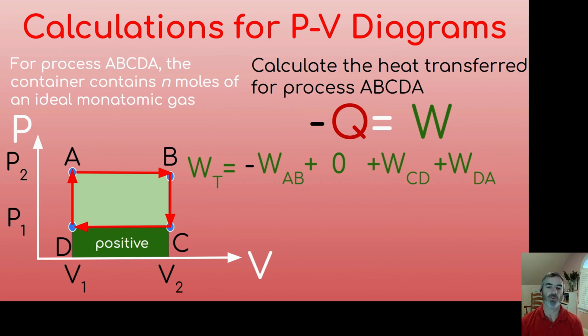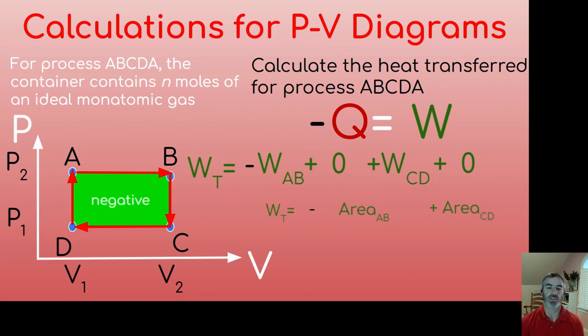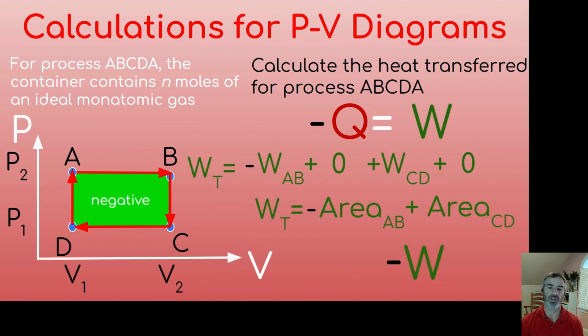And then we can look at our fourth process and know that D to A, again, there's no area, so we're adding 0 again. So the total work is just going to be the negative work from A to B, that area, plus the positive amount of work from C to D, which is going to be that total area of that green rectangle, be a negative value. So since work is going to be a negative value, that means heat is going to be a positive value because there's no change in internal energy. So the heat is going to equal a positive value because work is negative.